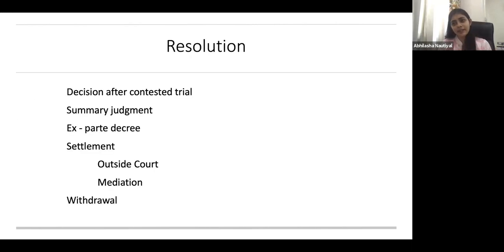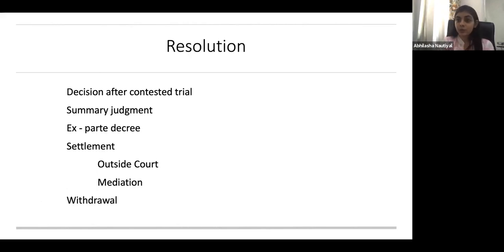And what is the final resolution in an IP litigation? Of course, there could be a full trial and there could be a decision after trial. We now have summary judgment under the Commercial Courts Act. In ex parte matters where the counterparty does not appear before court or stops appearing before court and is proceeded ex parte, decrees may also be granted. Settlement is also another option and is used commonly by parties to finish litigation or to resolve a dispute.